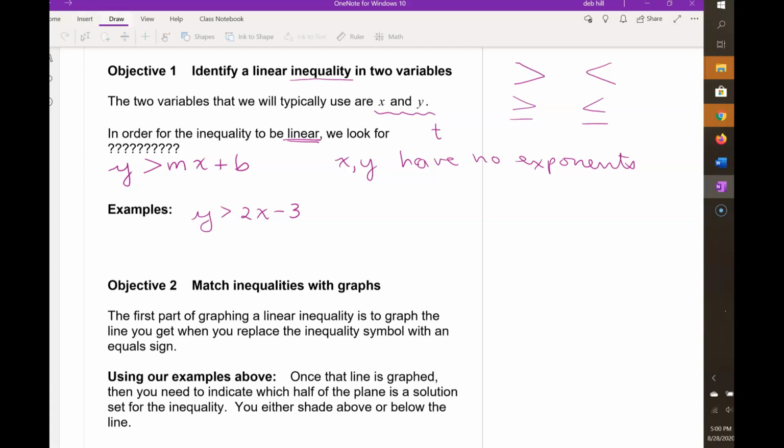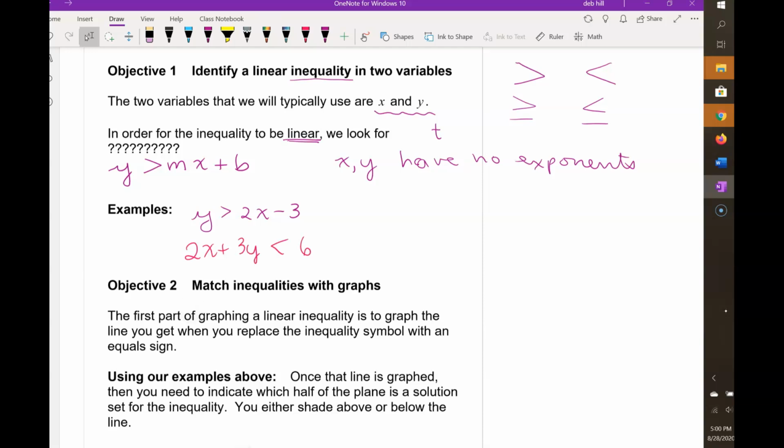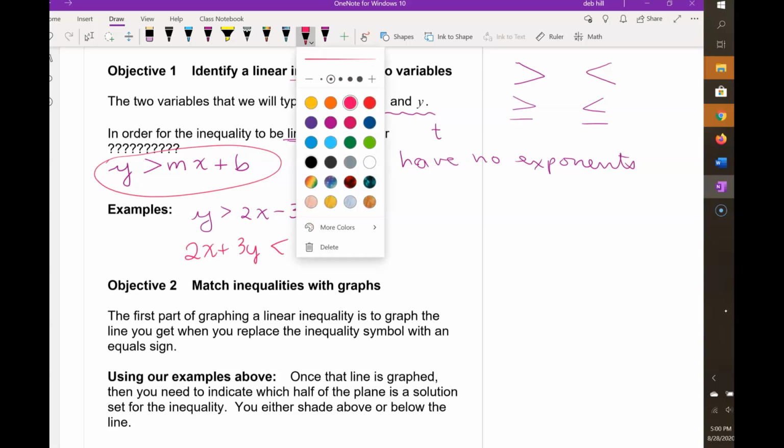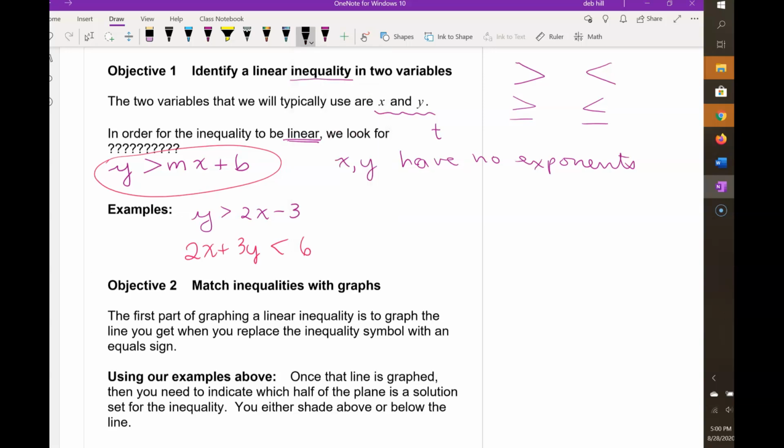Well, it doesn't have to necessarily look exactly like that. It could look like 2x plus 3y is less than 6. Well, if you can rewrite it so it looks like this form, then it's still a linear inequality in two variables. So hopefully you recall that you could do some algebra here and solve for the y.